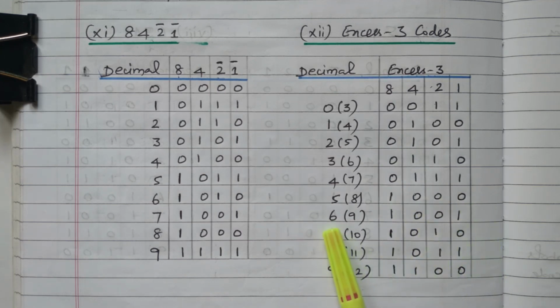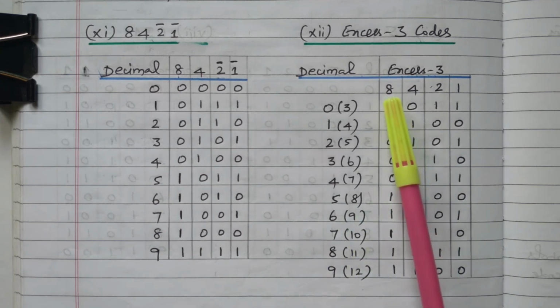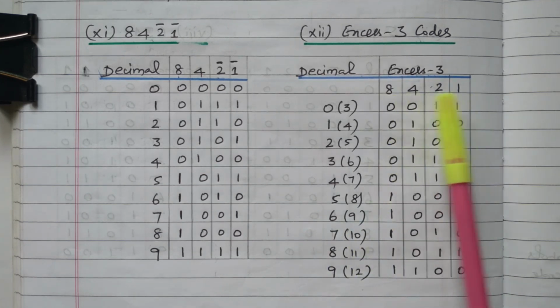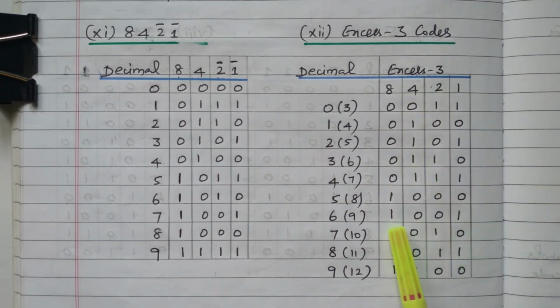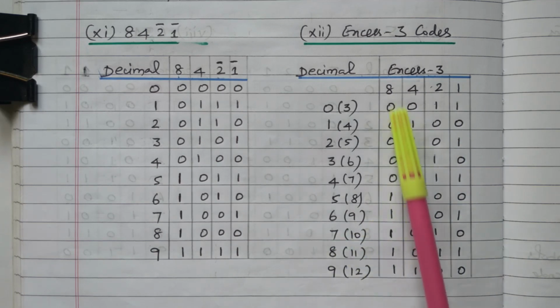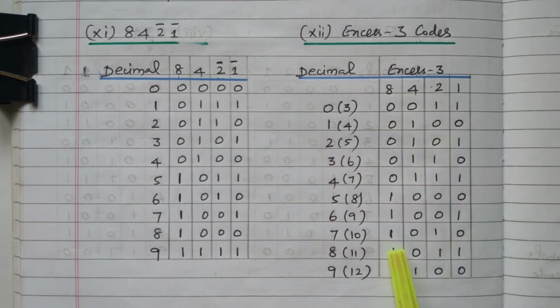Then for decimal number 6, the excess is 9. How will you get 9? We can make the first and last digit 1, so that 8 plus 1, 9, right? So 1, 0, 0, 1. Then for decimal number 7, the excess is 10. How will you get 10? We make the first and third position 1. 8 plus 2, 10. So that 1, 0, 1, 0.